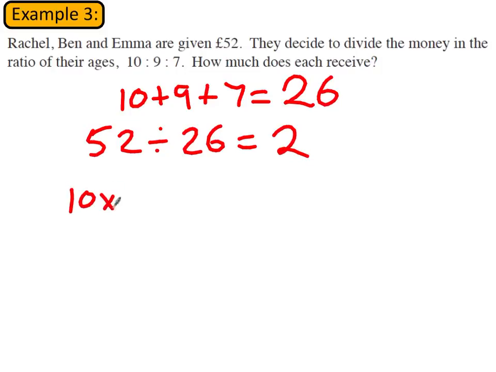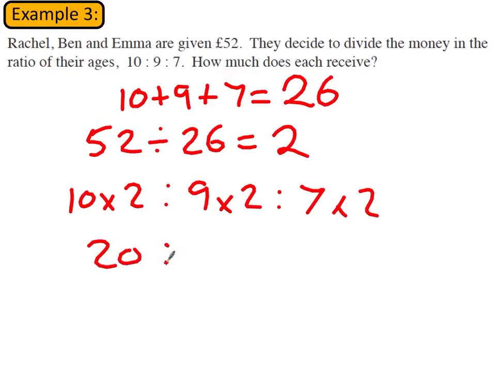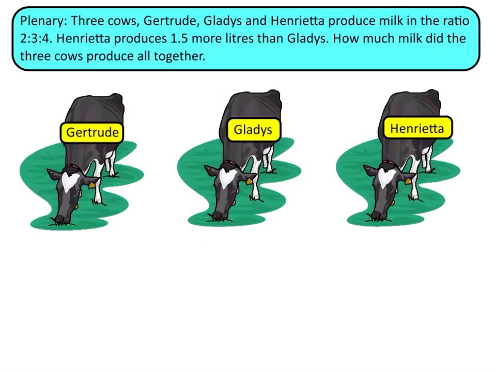So 10 times 2 to 9 times 2 to 7 times 2, which is of course 20 to 18 to 14. So that's the final answer, and you should always check at the end that the numbers add up to the original amount, 52, and 20 plus 18 plus 14 is of course 52, so this is the correct answer.